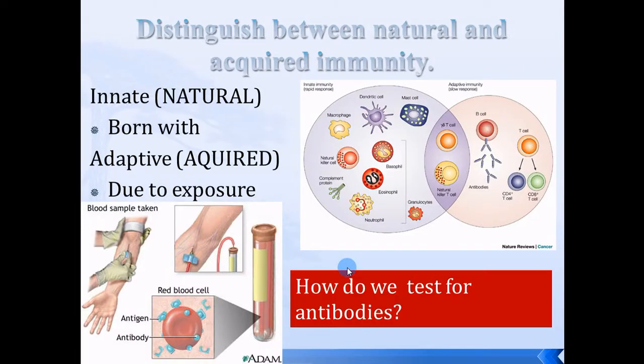So the next terms you need to be able to distinguish between are natural versus acquired immunity. And hopefully the names kind of tell you. Natural means you're born with it. Natural means that when you're born, you have this innate system that automatically attacks everything. Adaptive means you've learned from it. You've learned from your environment. You adapt to the things you've been exposed to. So if you're exposed to chickenpox when you're a kid, your immune system learns what chickenpox is, and it learns to fight it later in life.